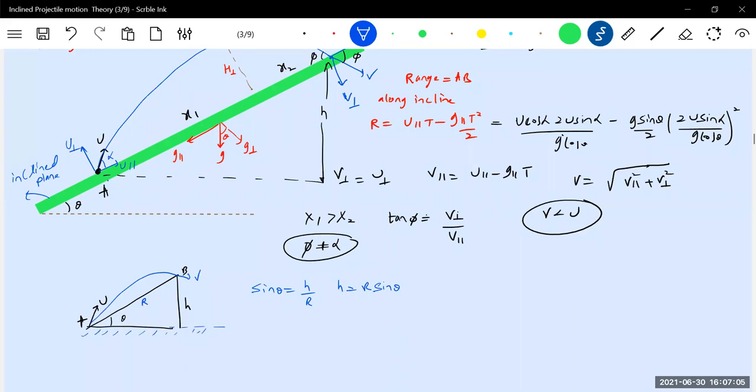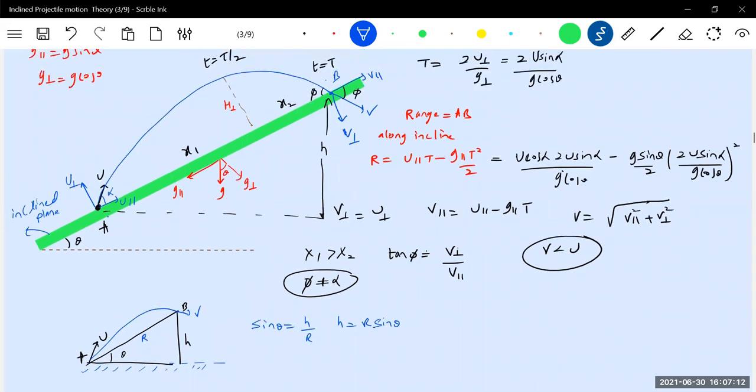They may trouble you. Instead of asking range, they'll ask you H. So if you know range, from there we can bring the H here. Several things can be asked, so just be ready for all the possible things here. I'll remove this.